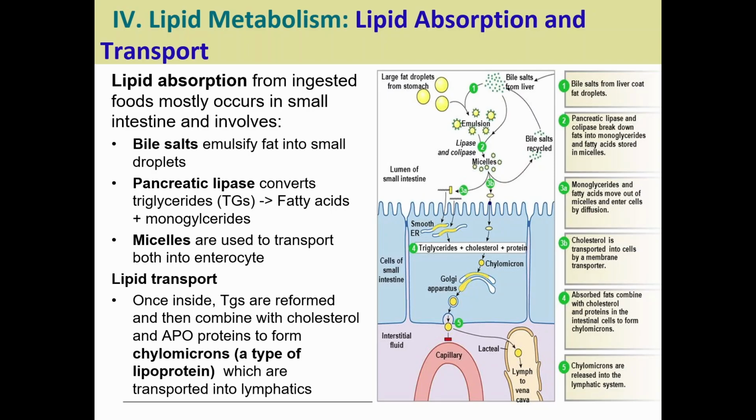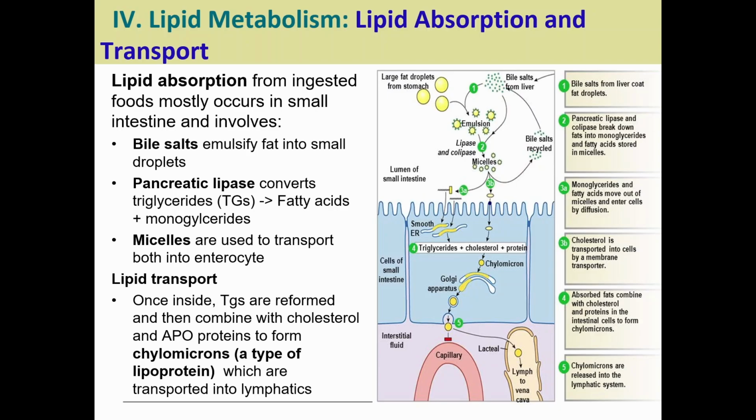So bile salts from the liver are going to basically create little coatings around the fat droplets. And when they do that, they're going to break the really big fat droplets in the stomach and then the small intestine into very small ones. So now we have something that's more manageable, right? Pancreatic lipase comes in. This is going to take the triglycerides and break them down into the glycerol and the fatty acids. And then we have micelles, which are like these little teeny tiny droplets, now small enough to actually get into our small intestine cells.